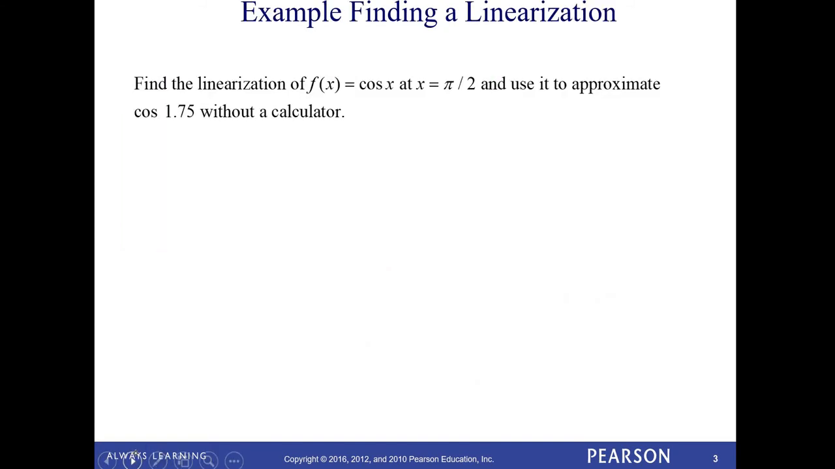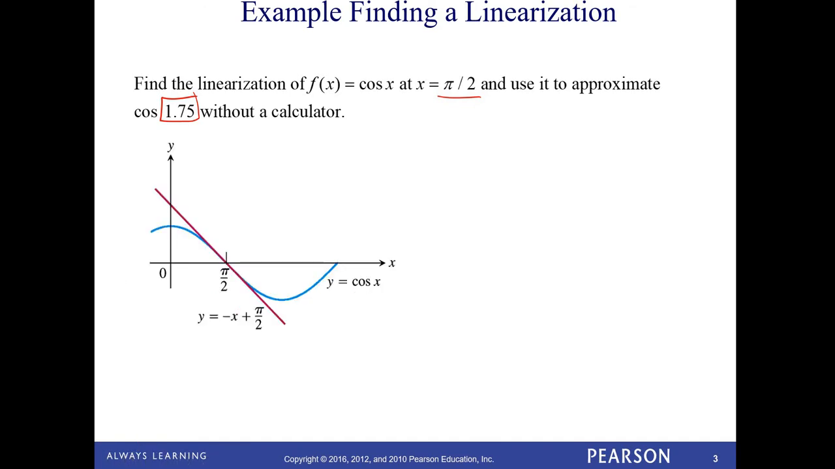All right, let's do one of these and see what we can do. Find the linearization of f of x equals cosine of x at x equals pi over 2, and use it to approximate the cosine of 1.75 without a calculator. Now, 1.75 is pretty close to pi over 2, but it's not exact. So let's see what we need to do. Here's my function, and here's the point pi over 2. So I want an equation of the tangent line at pi over 2.